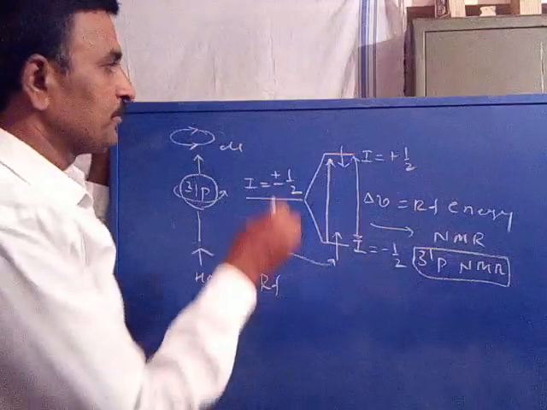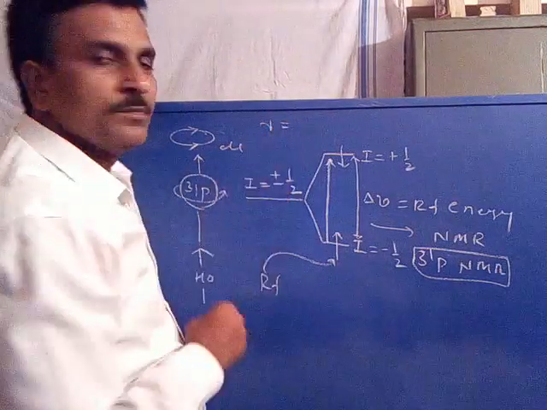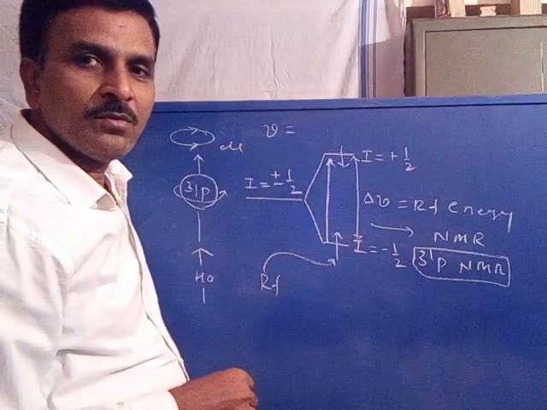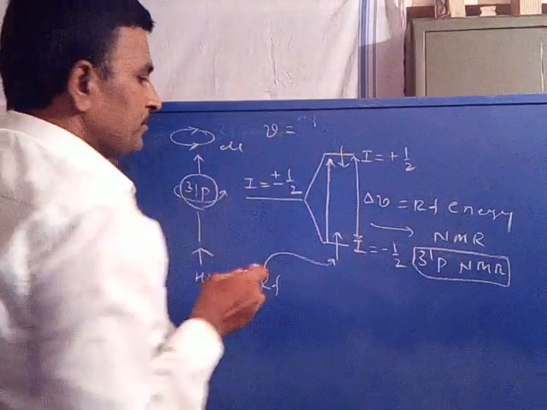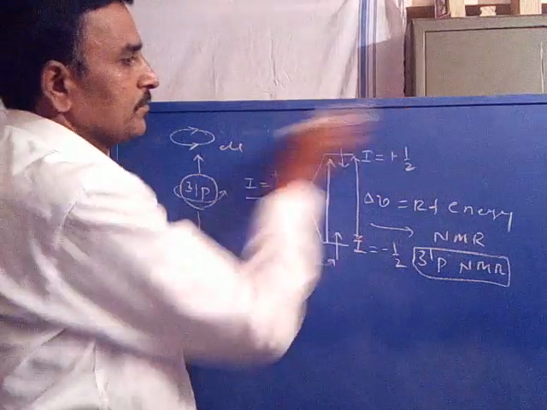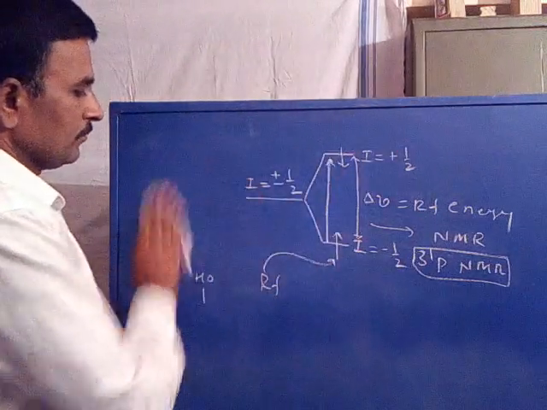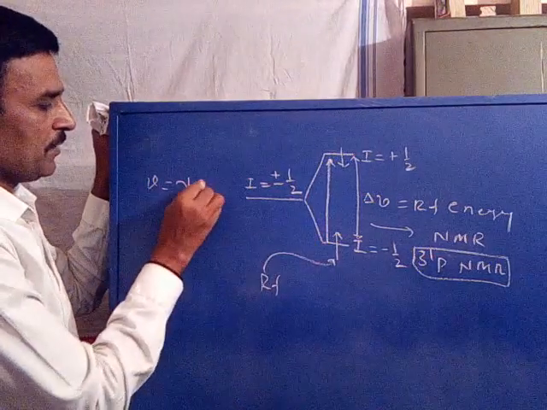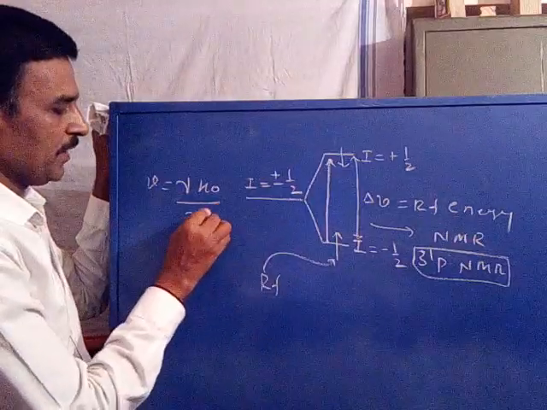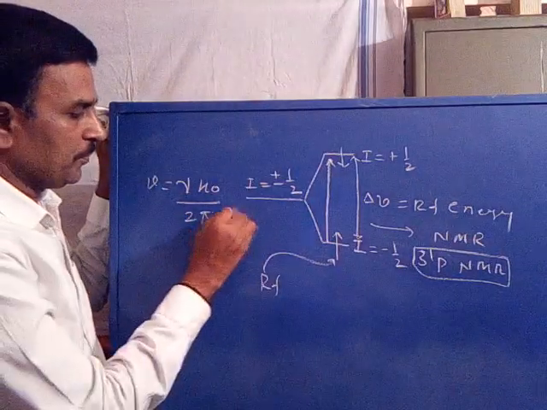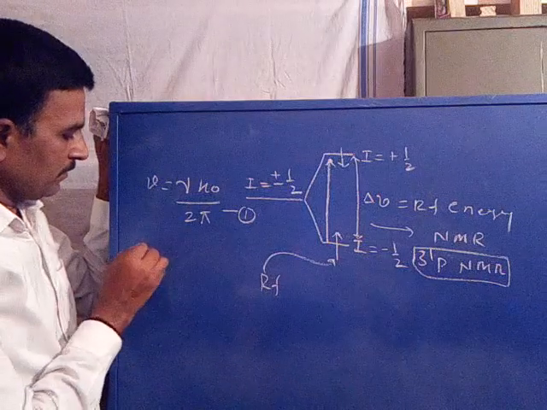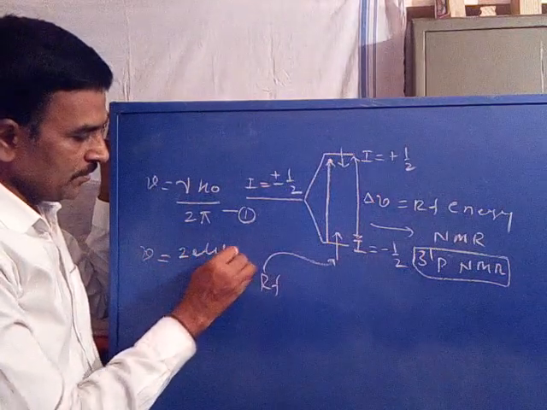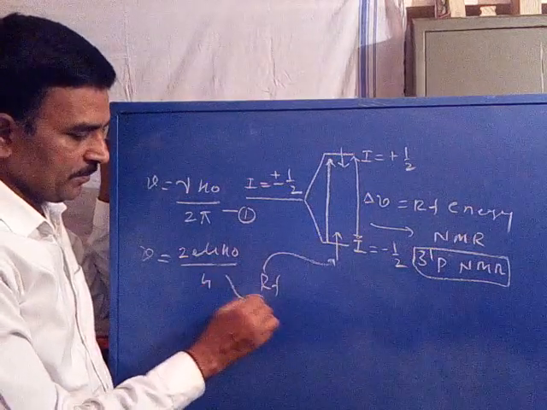That is, gamma is equal to... absorption frequency is equal to gamma H0 divided by 2 pi. This is the first principle. Or absorption frequency is equal to 2 mu H0 divided by h. This is the second principle.